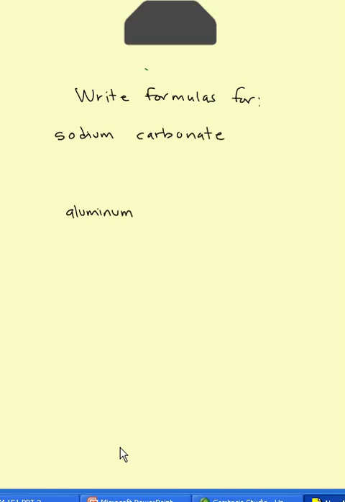Now let's look at some practice with naming. Let's start out with writing formulas from the name. So let's write the formulas for sodium carbonate, aluminum hydroxide, and let's do copper 1 sulfide. So go ahead and pause the slide or pause the lecture and see what you come up with, and we'll go over these.